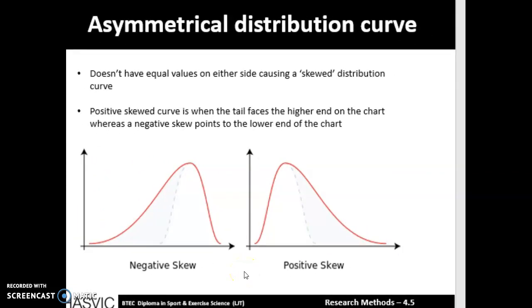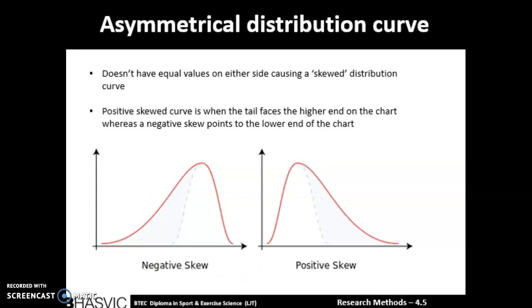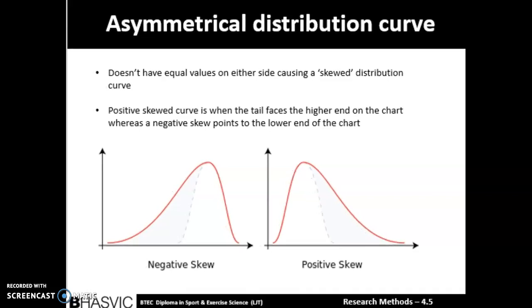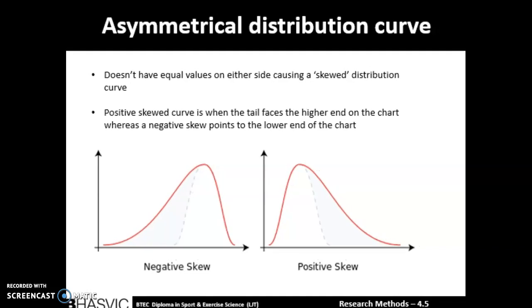So a left skewed data set is when the median and the mode are greater than the mean, and it has a negative ending, and the right skewed data set is when the mean is greater than the median and the mode, and it has a positive ending. So that means that this negative skew here.